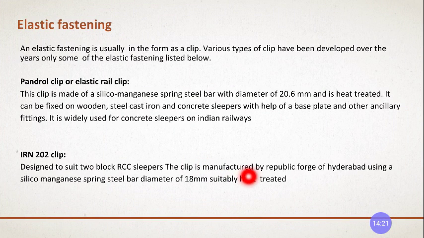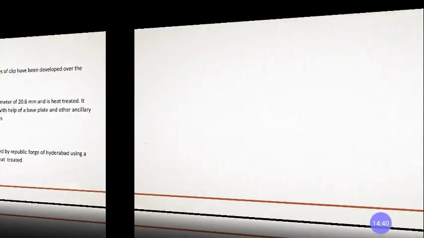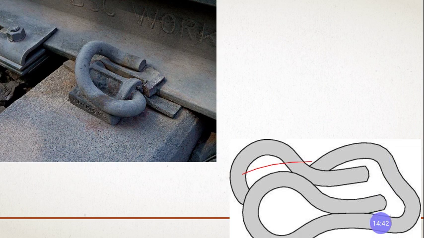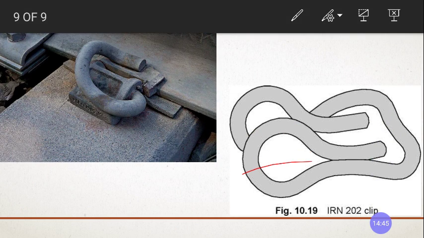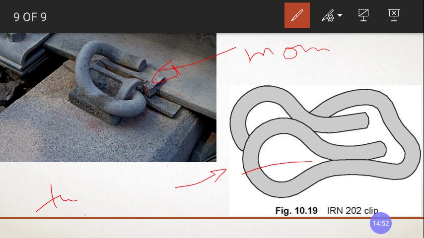This clip is manufactured by Republic Forge of Hyderabad using silico-manganese spring steel bars. Only its shape and size are different. There the thickness was 20.6, and here the diameter is around 18 mm. So this is the difference. We'll see the image here. This is your Pandrol clip, the first one used for monoblocks, and this one is used for two blocks.